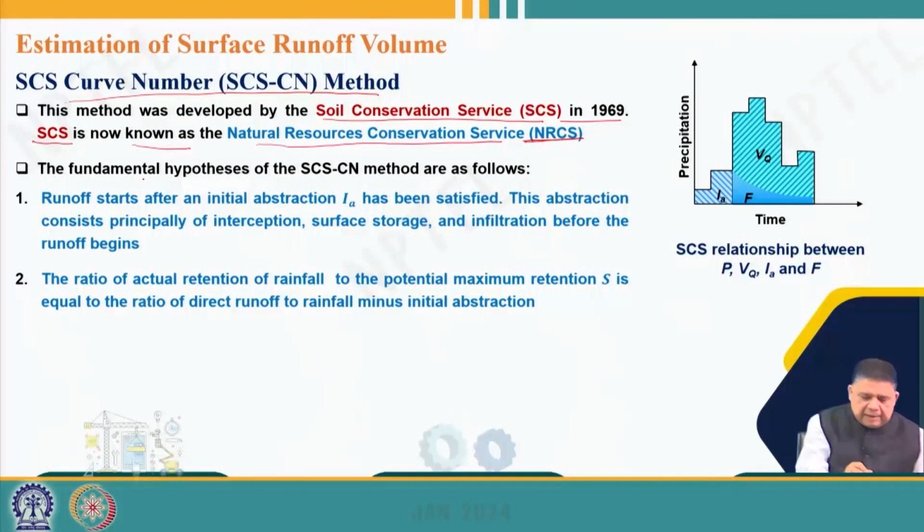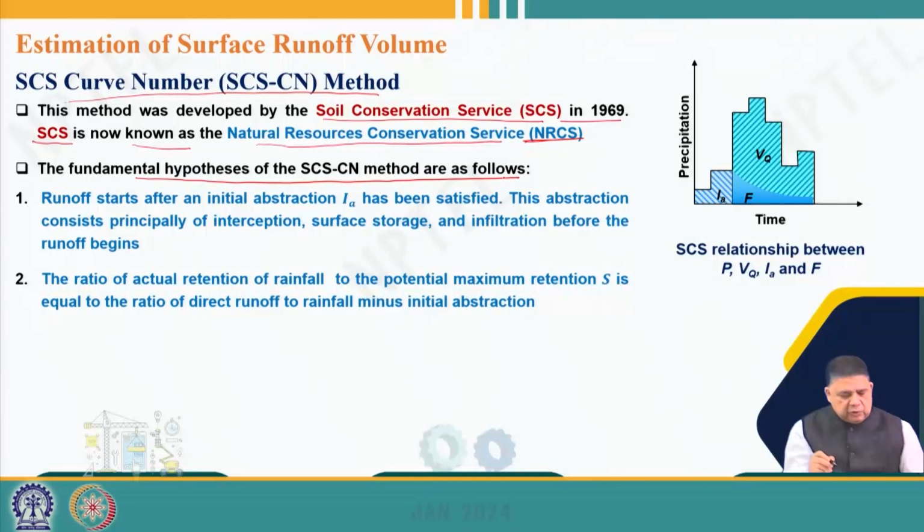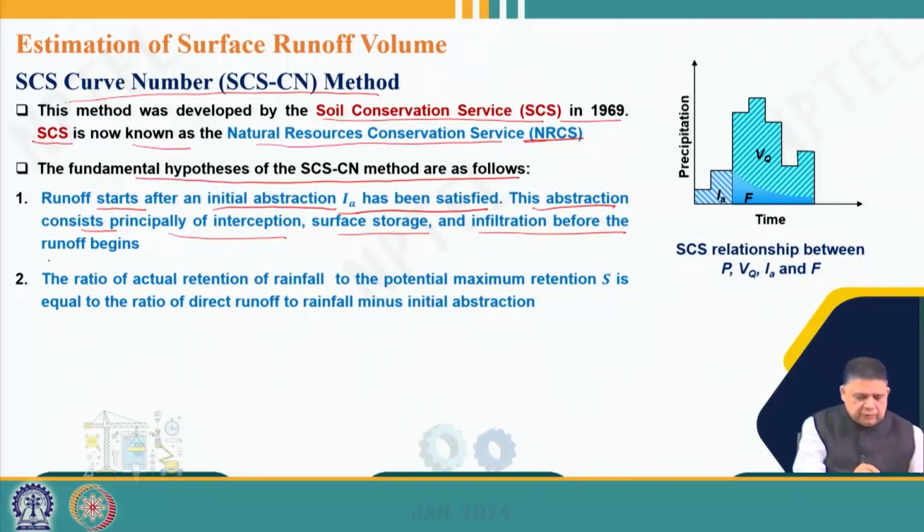And the fundamental hypotheses of the SCS curve number method are as follows. There are two fundamental hypotheses on which this curve number method is based. The first one is that runoff starts after an initial abstraction IA has been satisfied. This abstraction consists principally of interception, surface storage and infiltration before the runoff begins.